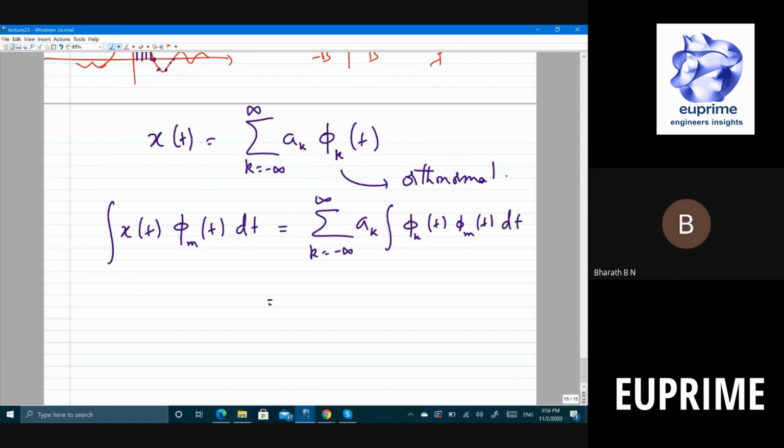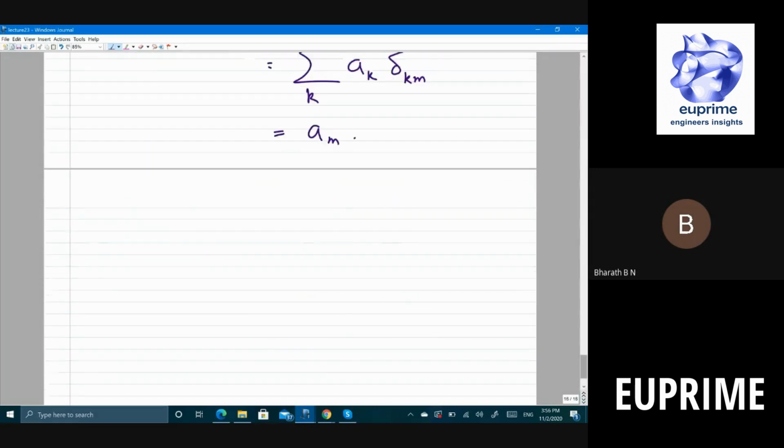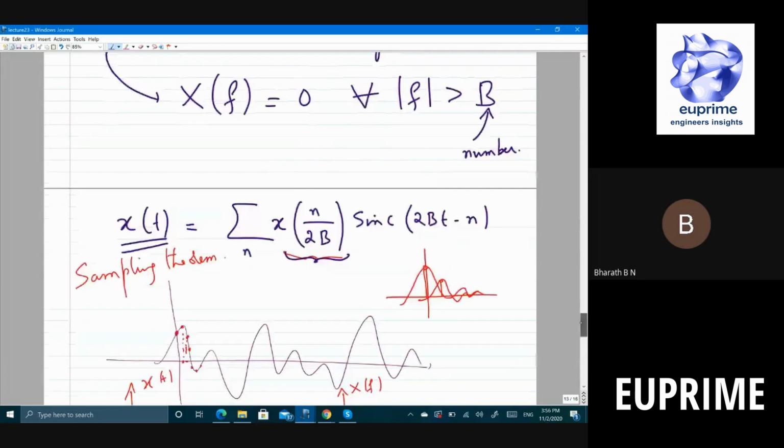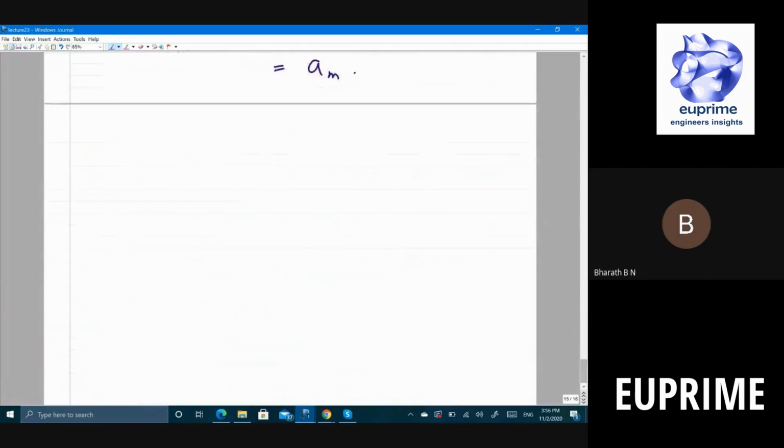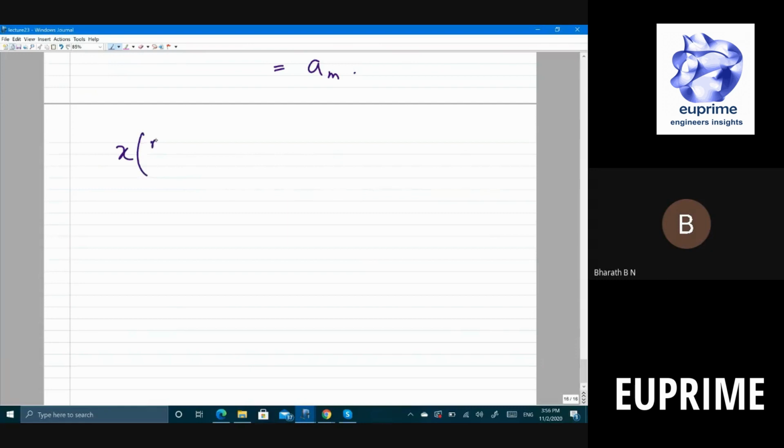This is where you need monotone convergence, I mean, dominated convergence and all that. So this is again over all k, ak. What will happen to this phi k phi m integral? This will be delta km. Whenever k equals m, this will be 1, otherwise 0. So you get am. So the coefficients can be obtained by multiplying by the corresponding basis function and integrating, right? Similarly, I can get the coefficient x of m by 2b.